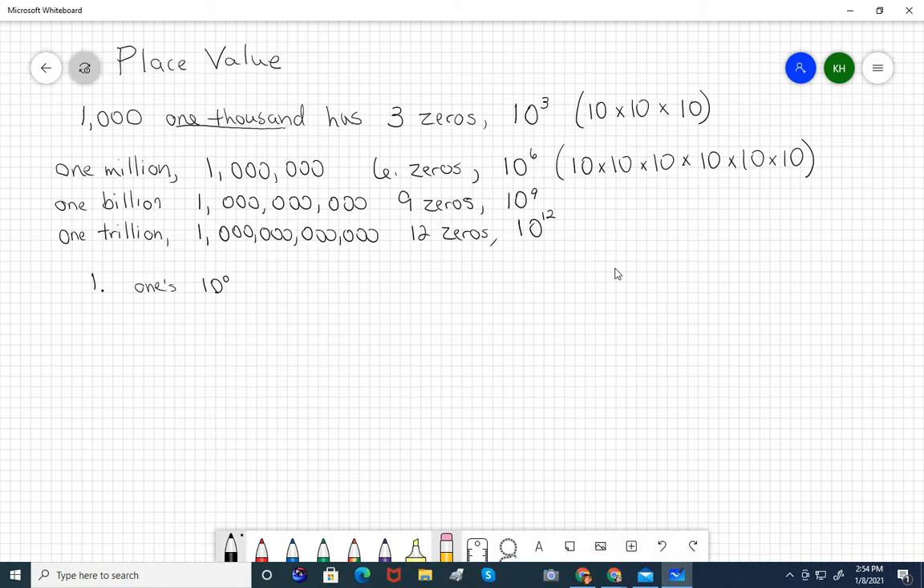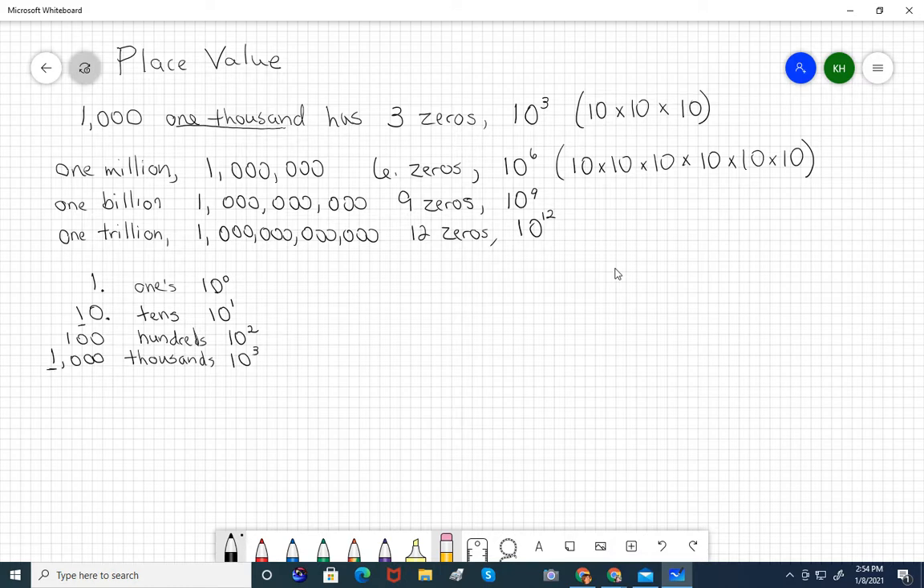Now, if we go 1 place over, we're up to 10. That would be our decimal right here. We're now in the tens place. 10 is written as 10 to the first power. If we go 1 over again, now we're in the hundreds place. That's written as 10 to the second. 1,000 is in the thousands place, or 10 to the third.